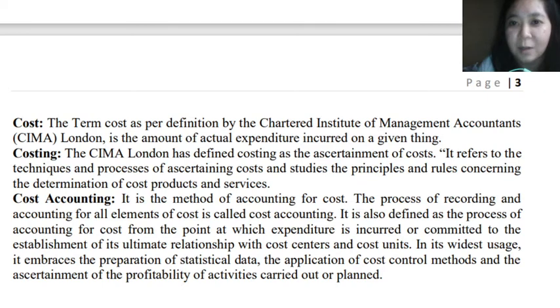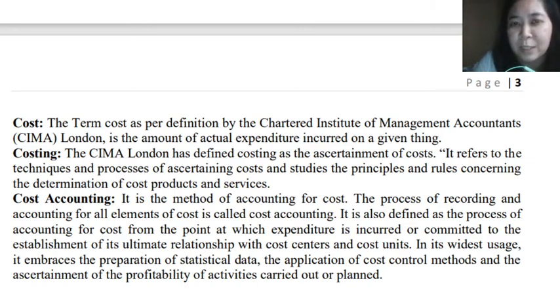Okay, that is cost for them. That is based on this definition. And also, if you would try to look for other definitions, you would also have the same principle as this one given by CIMA. Okay, so that is cost.